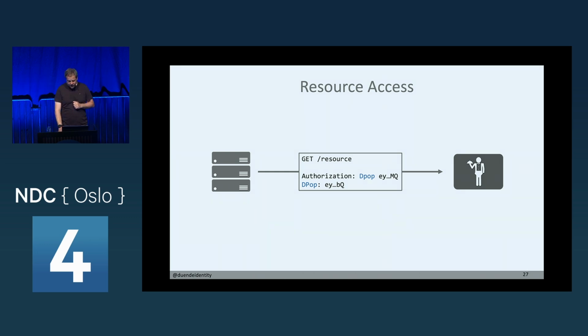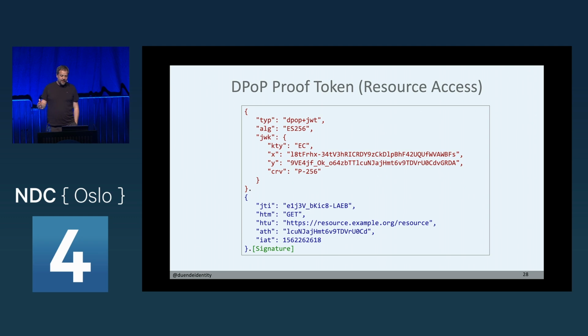So how does that look like? Well, very similar. It's a JSON Web Token. It is signed by the same secret that you use to sign the proof token to the token service. And it has a unique JTI. It has an issued at. It has an HTTP method, GET in this case. It has an HTTP URL, the endpoint you are talking to.